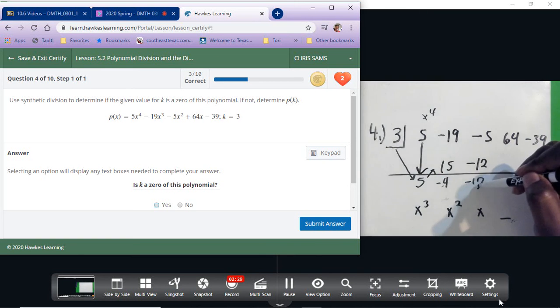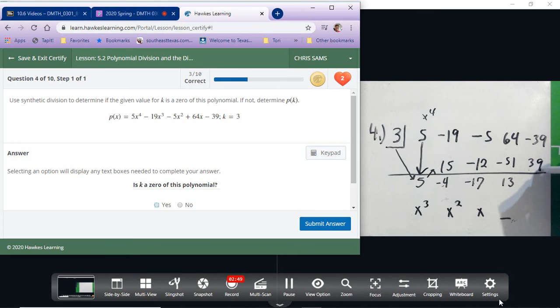3 times negative 17 will give us negative 51. Combine these, and we get 13. And then 3 times 13 gives us a positive 39. Combine these, get 0. So the last number is your remainder. We don't have a remainder, great.